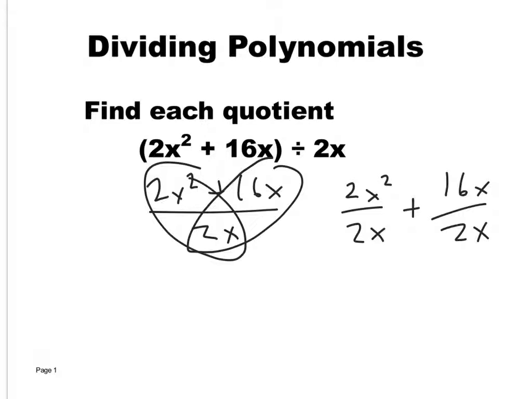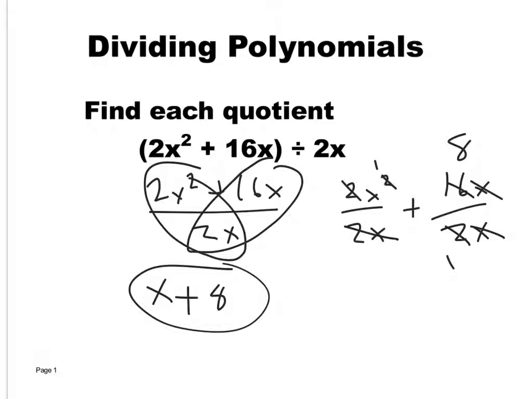So what can I take out of 2x squared from 2x? What would be left? X. Right? It would be an x. Out of 16 and 2, I can take 2 out. The x's I can get rid of, so I'm left with x plus 8. And that's what you do if you divide a polynomial by a monomial.